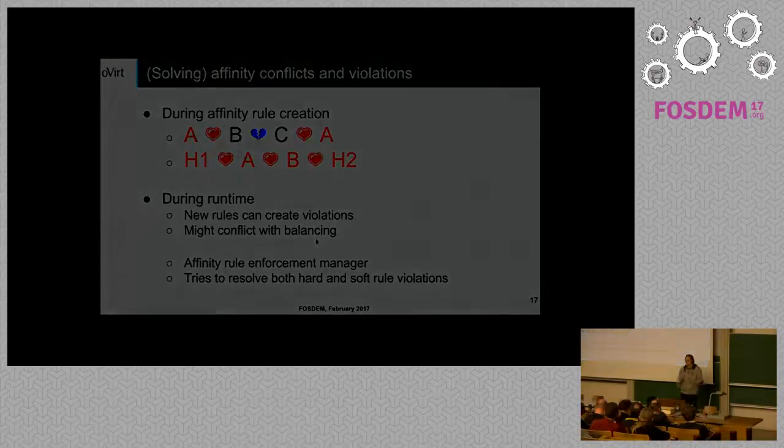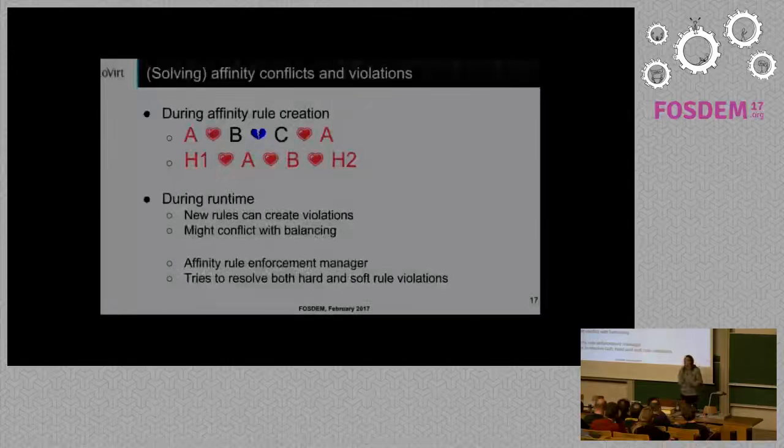With hard affinity, that's easy. Nothing like that will happen there. But with soft affinity, you need to be aware of that. So we have something which we call Affinity Rule Enforcement Manager, and that's running alongside the balancing. They are talking to each other in a certain way, but they can't do everything. It's not as smart as you can be.